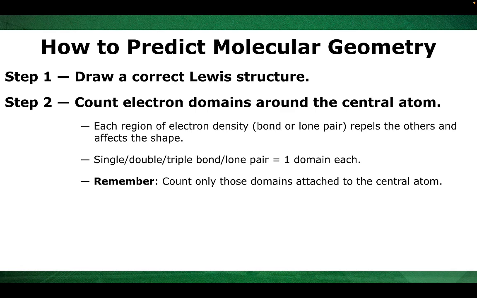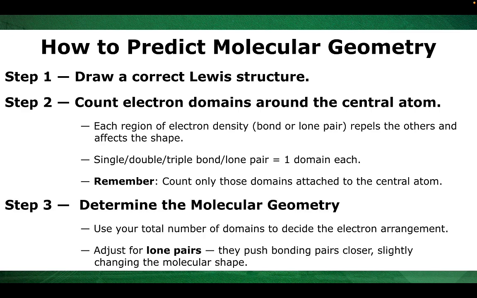Now again, each region of electron density, may it be a bond or a lone pair, is counted as one domain. Remember, you only count those domains attached to the central atom. And step 3, you use the total number of domains to decide the electron arrangement. Let's have an example.